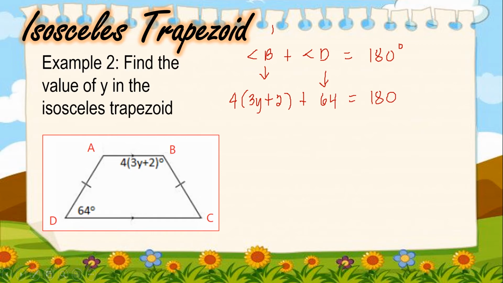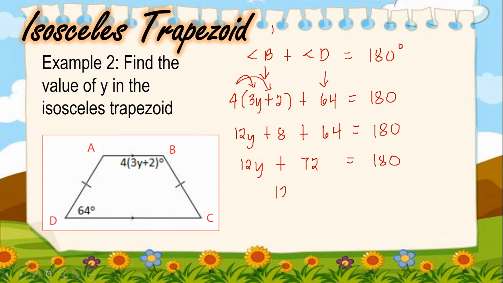Let us apply distributive property. 4 times 3y is 12y. 4 times 2 is 8. Bring down 64 and 180. Let us combine like terms. So we have 12y plus 8 plus 64, which is 72, is equal to 180. So we have 12y is equal to 180 minus 72. 12y is equal to 108.